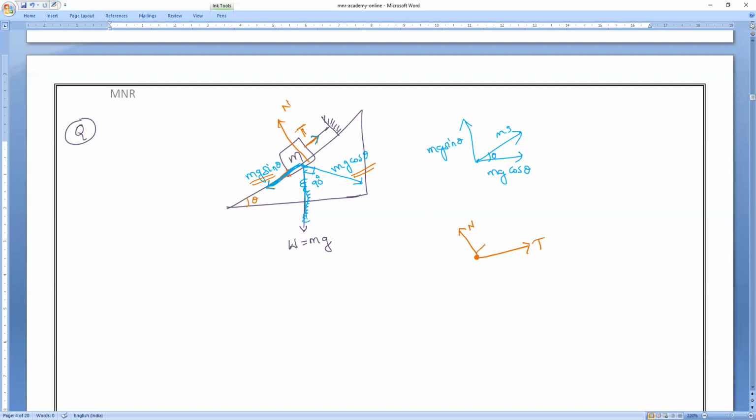So then for both of these, what is the angle? Can anybody tell me? Normal and the tension. What is the angle between them? You should tell me. 90 degrees. Then one force is acting in the downward direction. That is what we used to call weight. Weight equals what? mg. Okay, all of you understood?